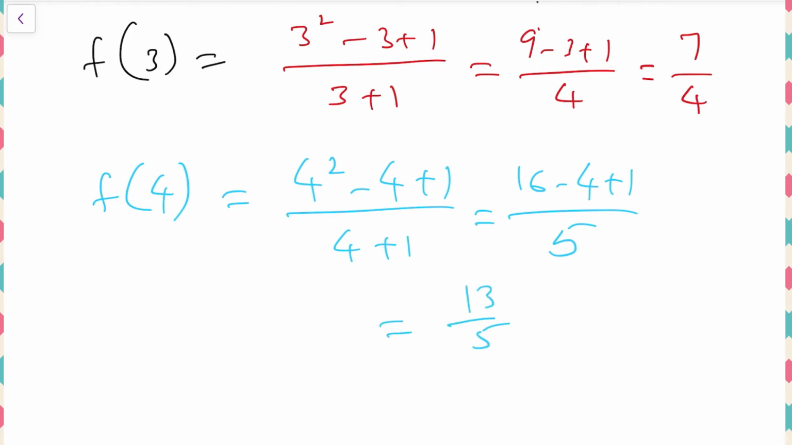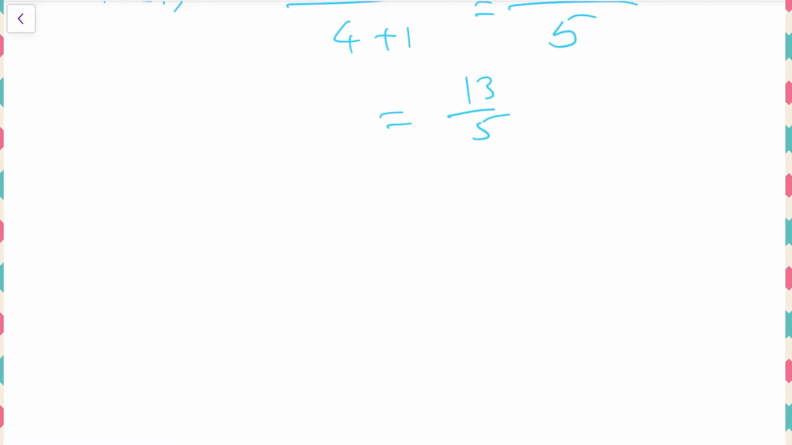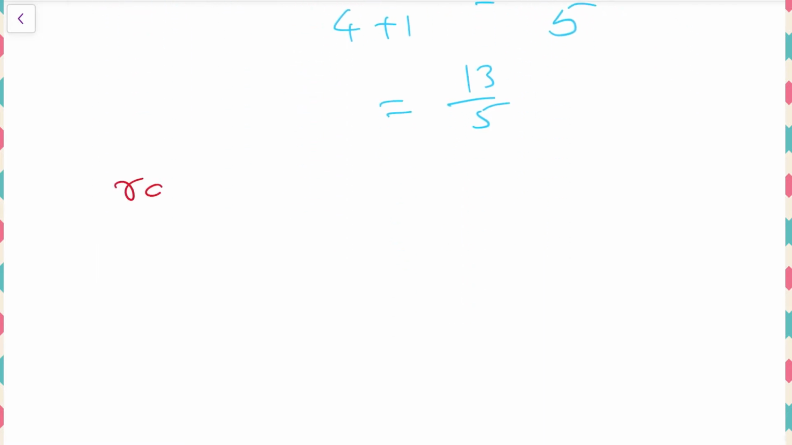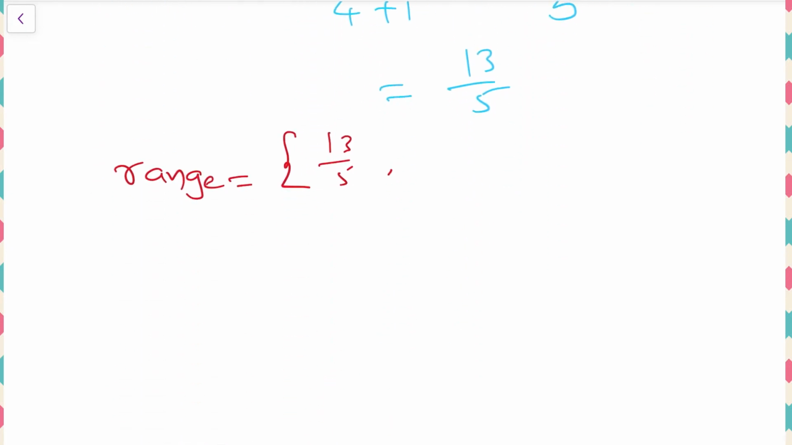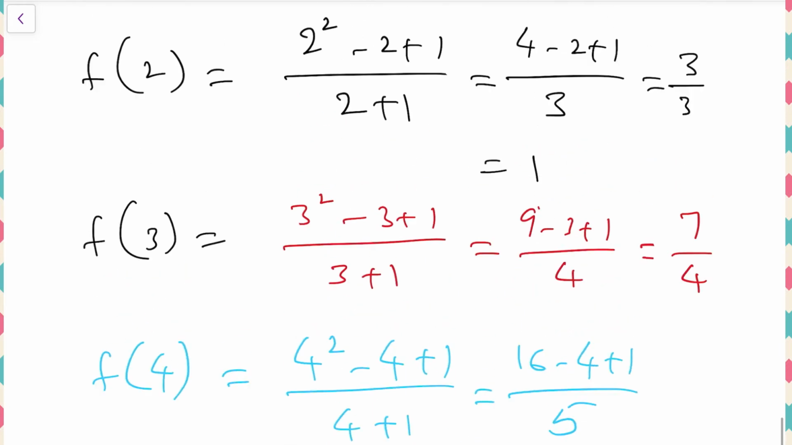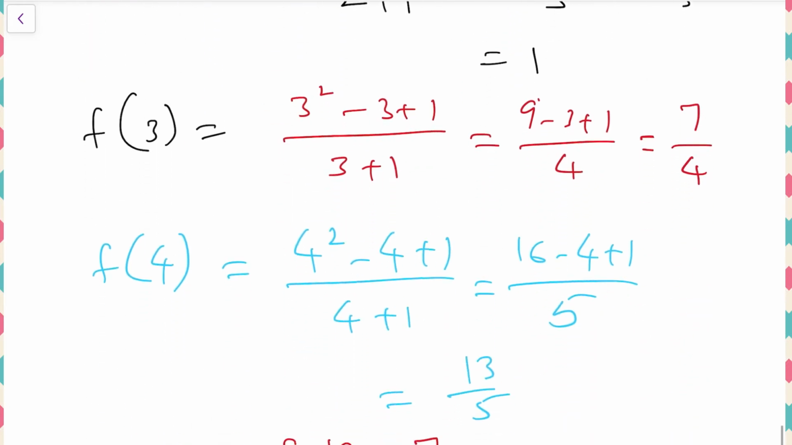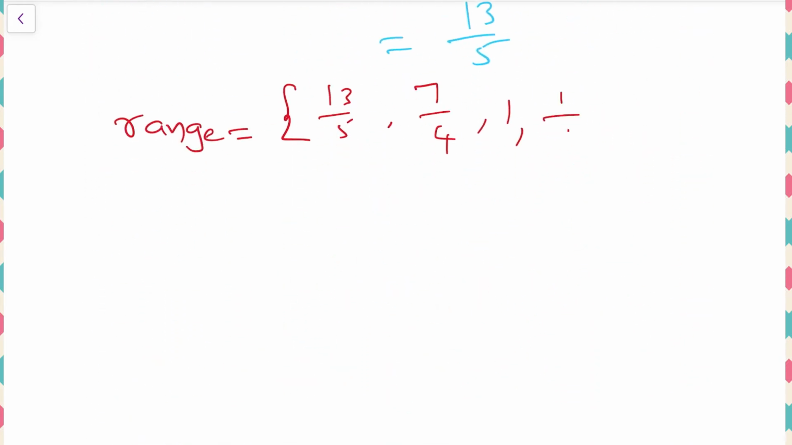13 by 5. Now after substituting some number in the place of x, whatever the results we got, those are nothing but the range of the function. So range is equals to 13 by 5 comma 7 by 4 comma 1 comma 1 by 2. Whatever the answers we got, I wrote all those in one order. That is nothing but range.